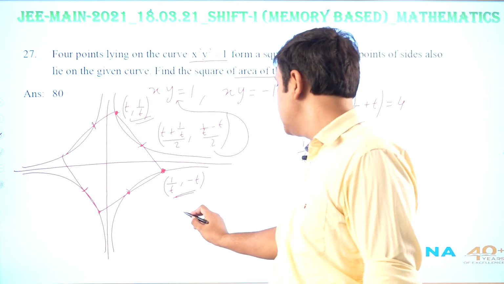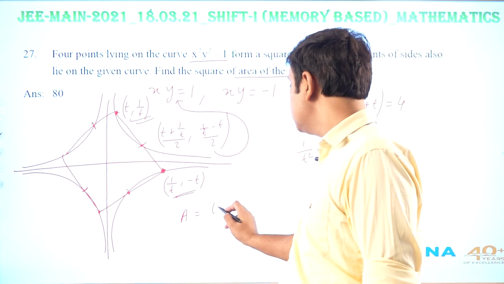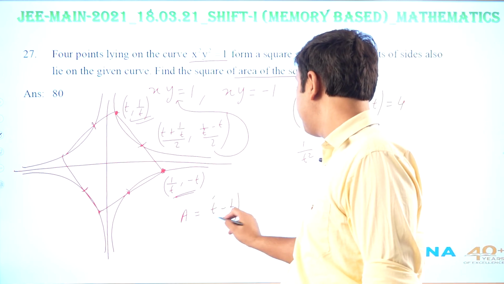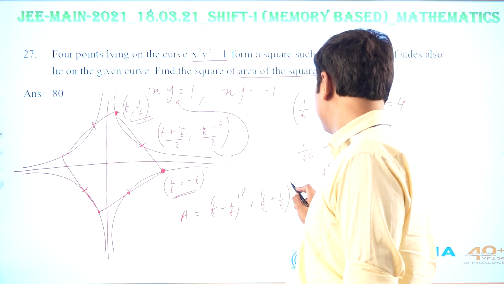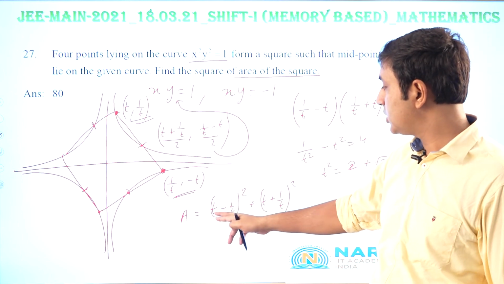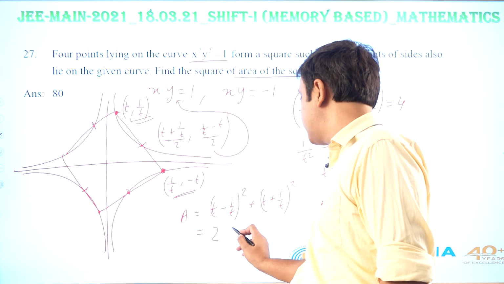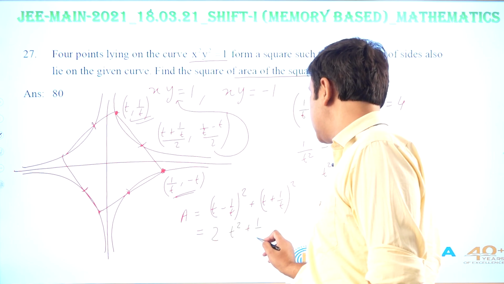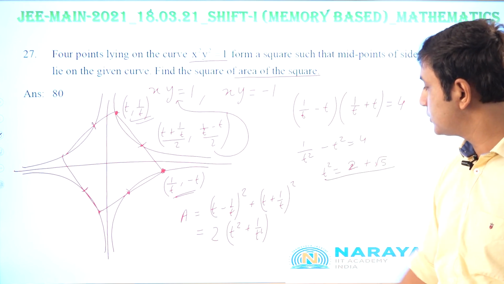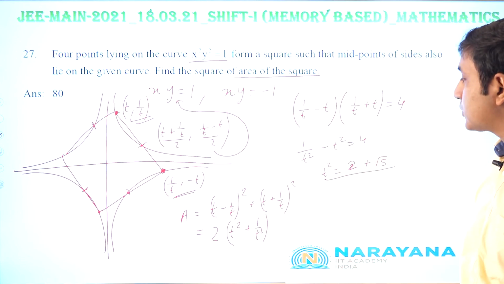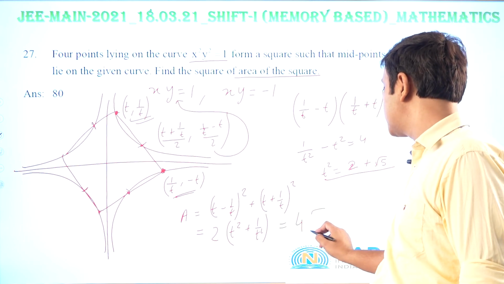So area should be (t minus 1 by t) whole square plus (t plus 1 by t) whole square, which is nothing but twice of t square plus 1 by t square. T square we already know, t square is 2 plus root 5, we will substitute there. T square plus 1 by t square will come out to be 2 root 5, which means this number is 4 square root of 5.